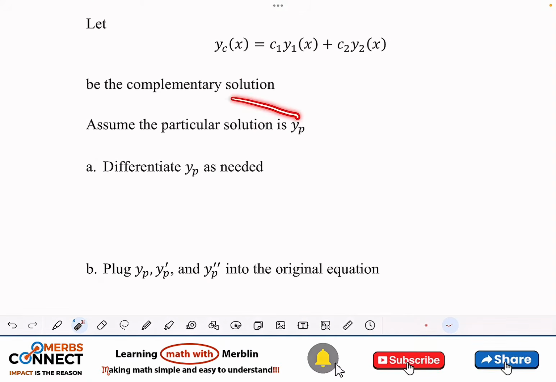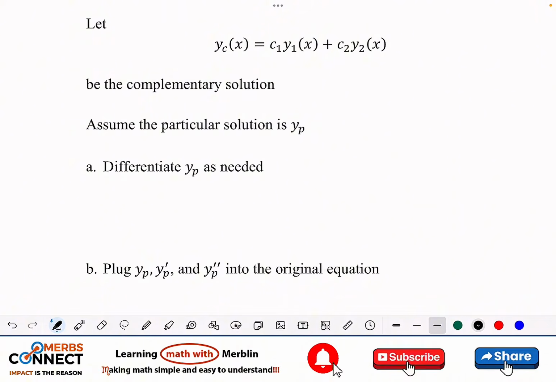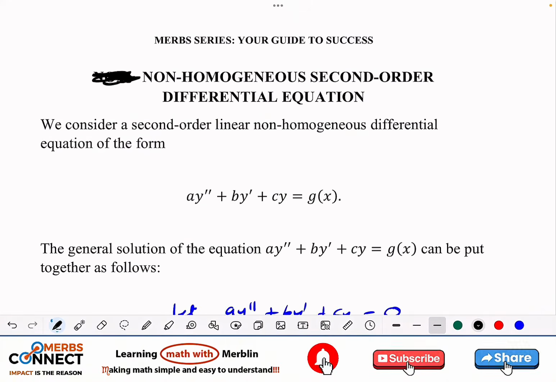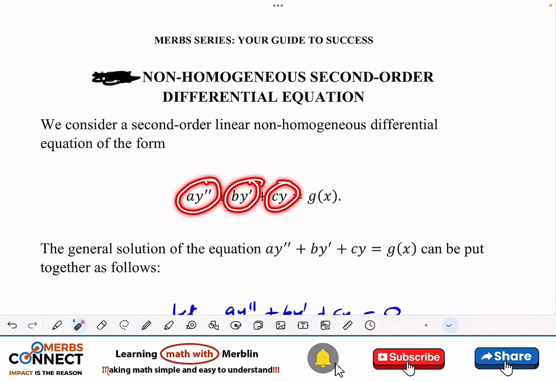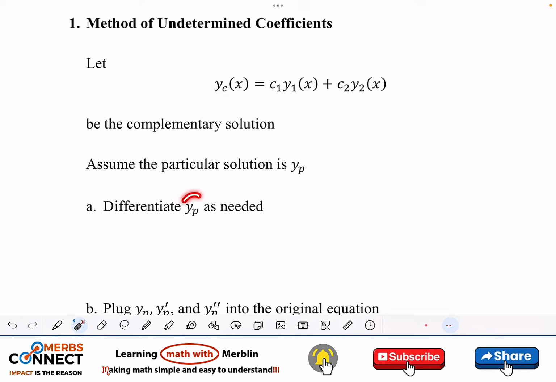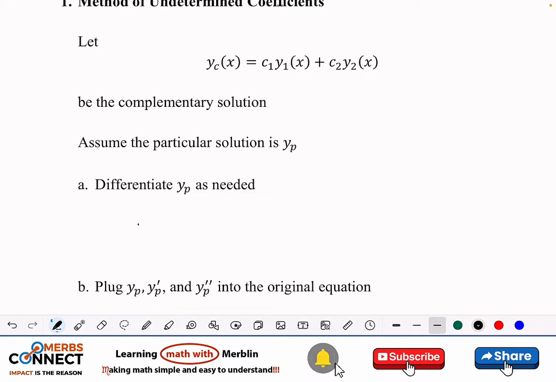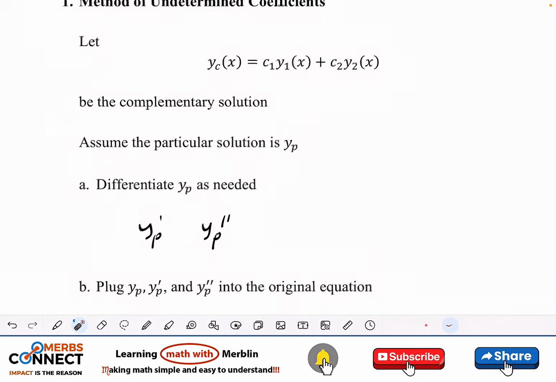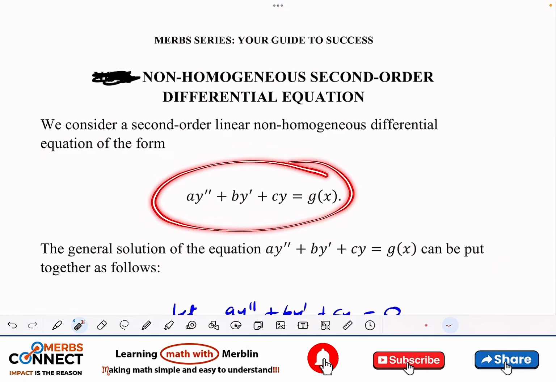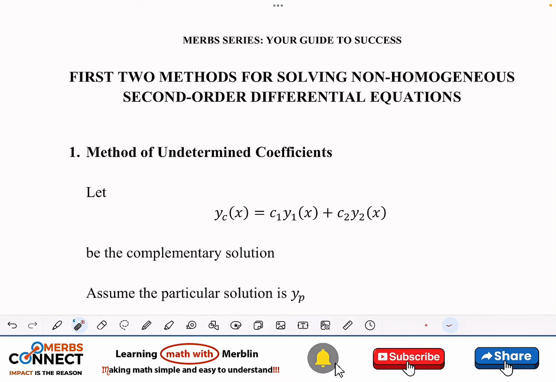After I have assumed my particular solution, I need to differentiate it, that's yp. The differential equation is in terms of y'', y', and y. So if I assume this is my y, then I will need yp' and yp''. Then I just do substitution, like what we were doing in the previous videos.